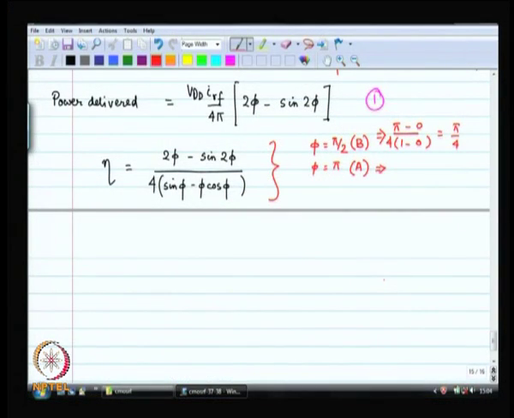All right. What about if phi is equal to pi? If phi is equal to pi, so I have got 2 pi minus sine of 2 pi is equal to 0, divided by 4 times sine of pi is equal to 0, minus phi times phi is pi times cos of pi, that is equal to minus 1.